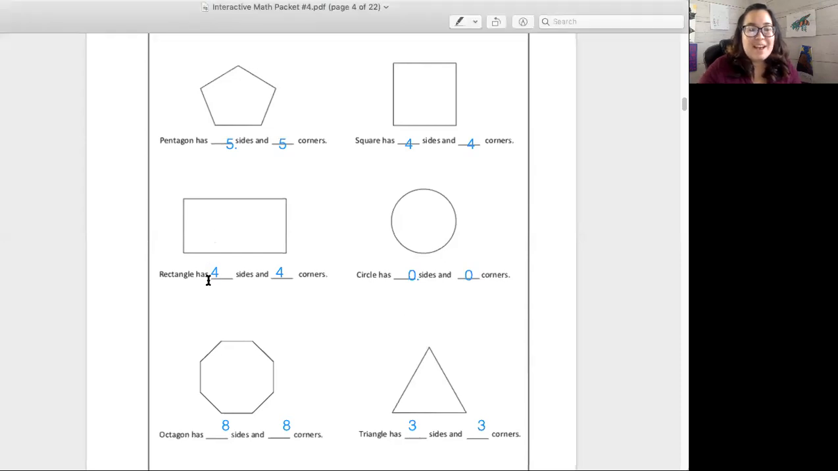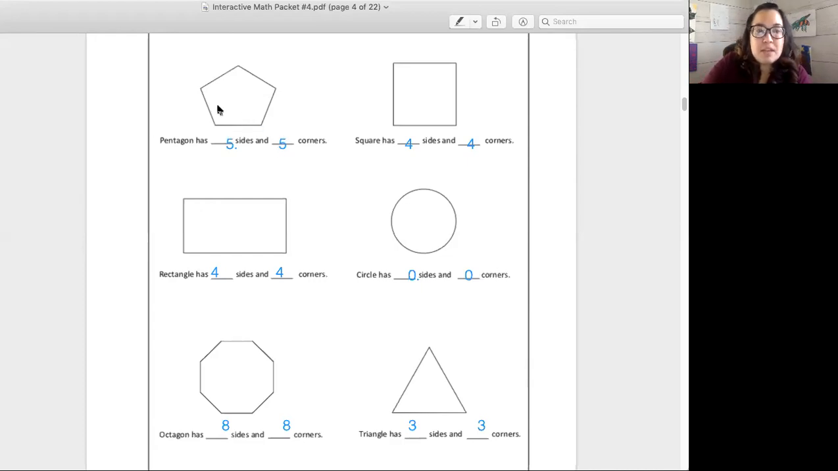Okay. My rectangle has 4, my corners has 4, my octagon has 8, and it has 8 corners. My triangle has 3 sides and 3 corners. Okay, remember, this is going to be on your test. You're going to have to know what shapes these are. They're going to show you a shape, and you just tell me what the name of the shape is. And you're going to know that by being able to count the sides and count the corners, okay?